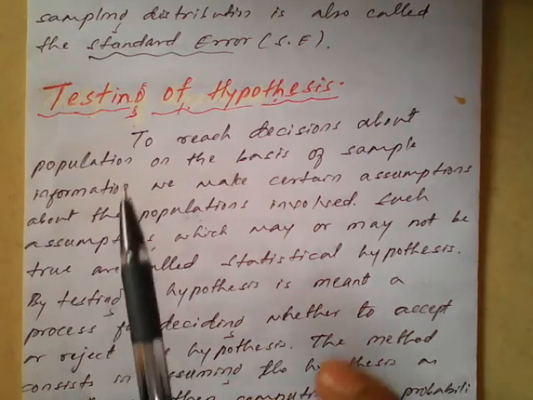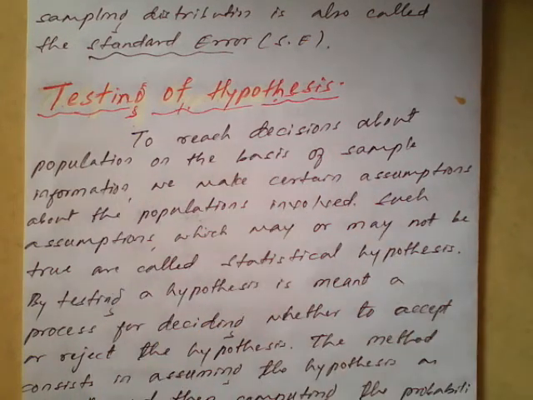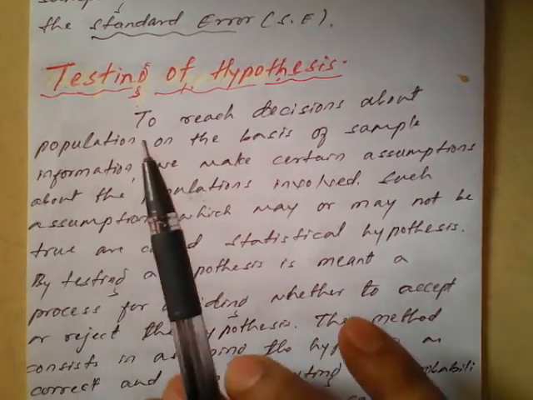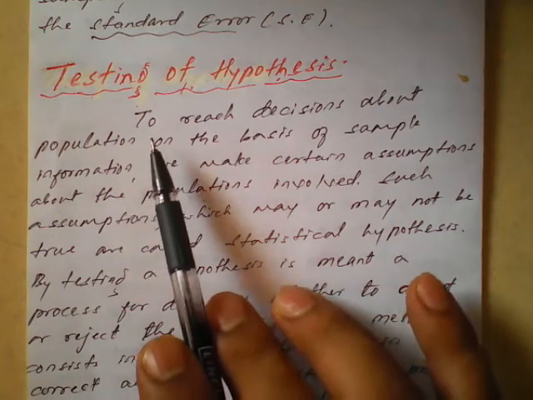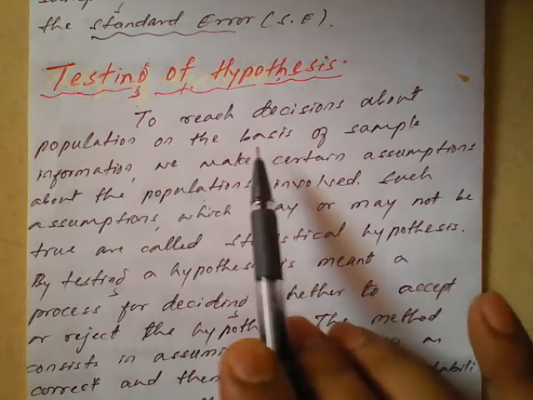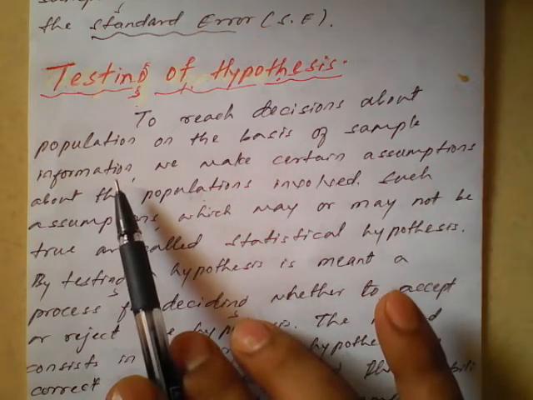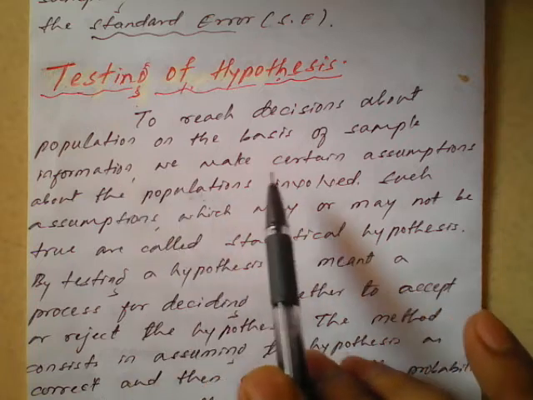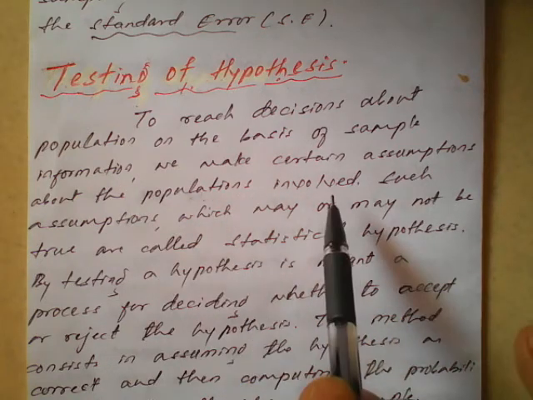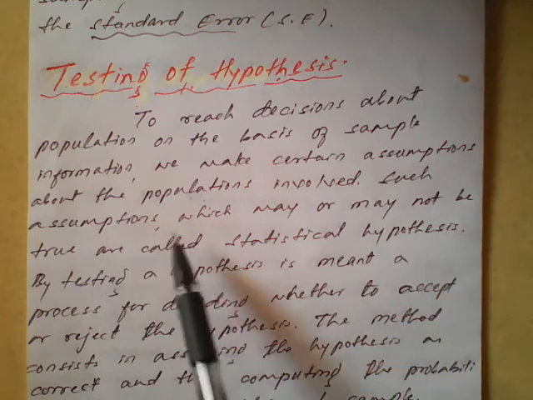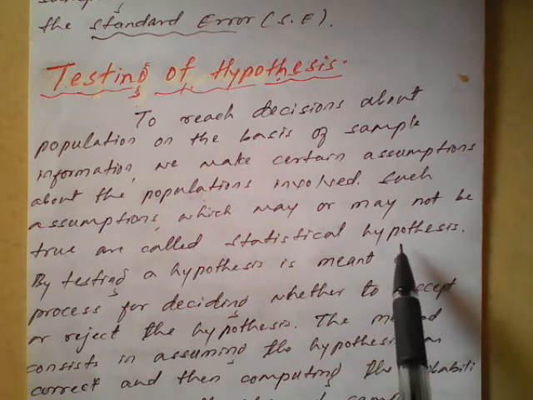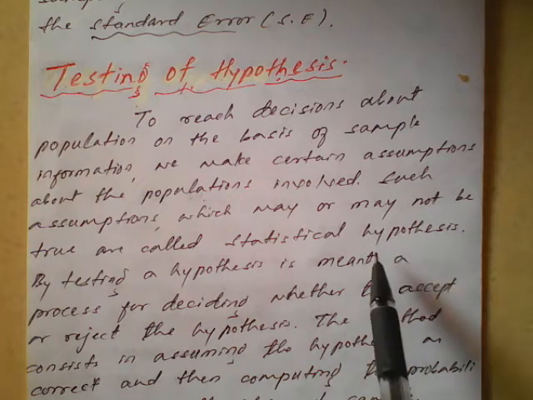Now the next concept is testing of hypothesis, which is very important. So to understand what testing of hypothesis is, we'll see here. To reach a decision about a population on the basis of sample information, we make a certain assumption about the populations involved. Such assumptions, which may or may not be true, are called statistical hypothesis or hypothesis.